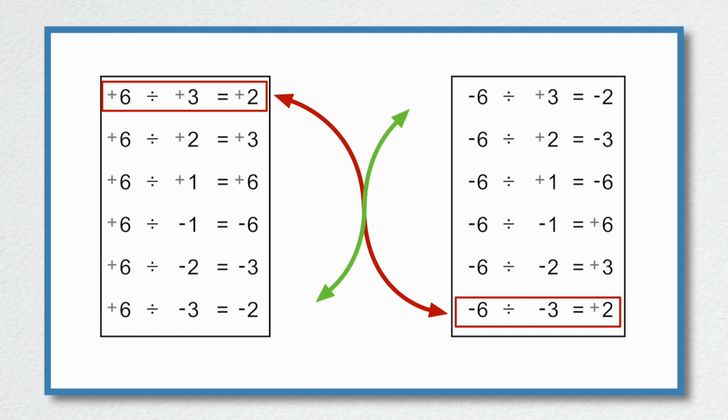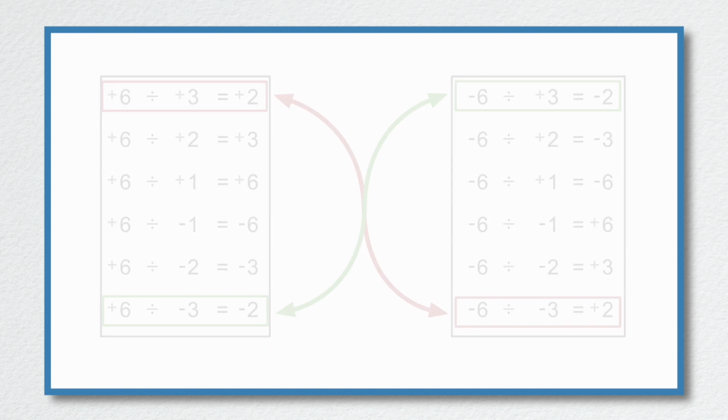And if we look at positive 6 divided by negative 3, we get negative 2. And if we have negative 6 divided by positive 3, we get negative 2. And so a positive number divided by a negative number produces a negative result. And a negative number divided by a positive number gives a negative result.